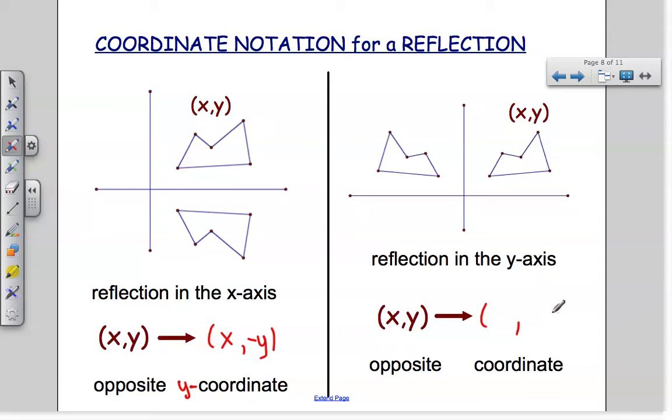So if I think about it, if I'm still going up the same amount to get to corresponding points, the y is the same. But instead of going right, I'm going left. So x is changing. It's the opposite x coordinate. So it would be negative x comma y when you reflect over the y-axis. So looking at reflections is really just one coordinate is changing its sign.